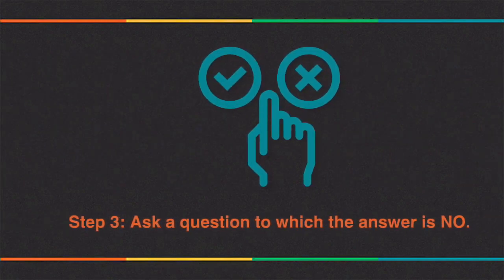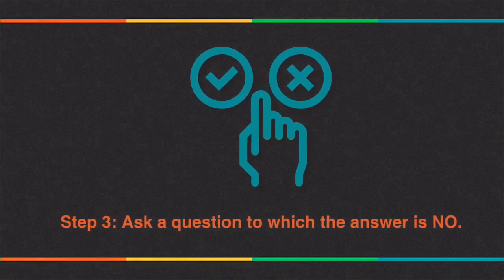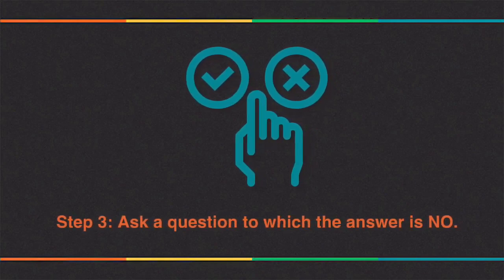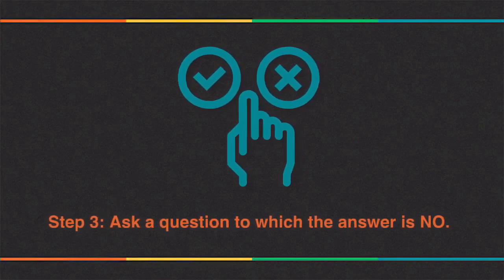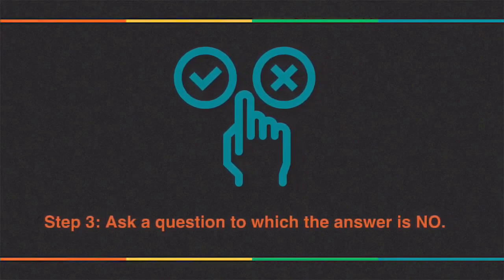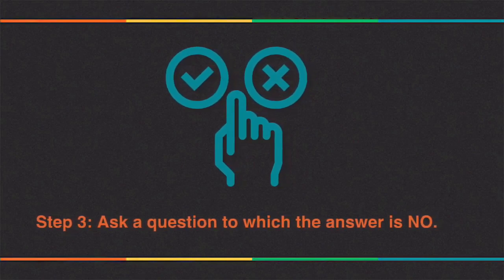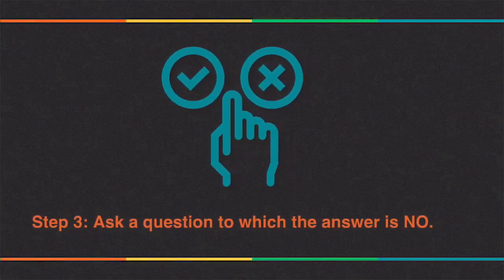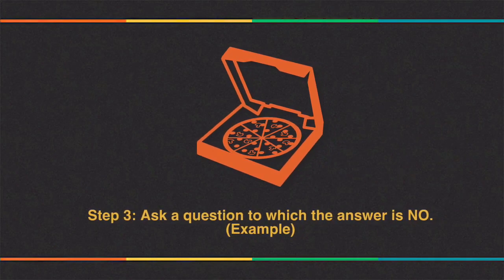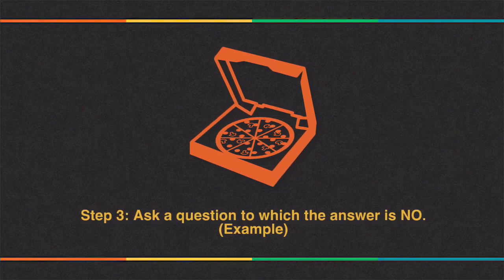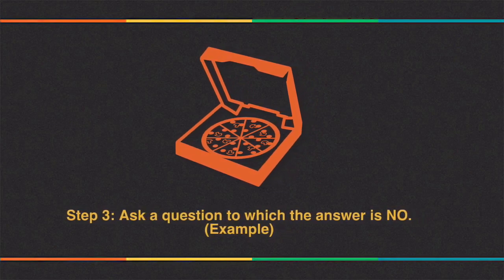Step 3 is ask questions to which the answer is no. You can do this by substituting other subjects, verbs, and objects. In addition, you can also change small details of the story. Prepositions, adjectives, locations. Returning to our restaurant example, you might ask a question like, does John throw a pizza? Does John sell a pizza? Does John drop a pizza?